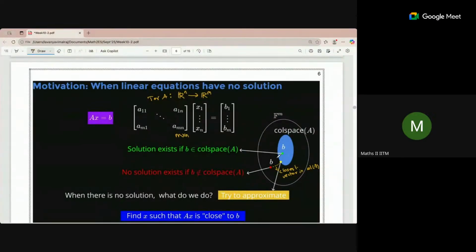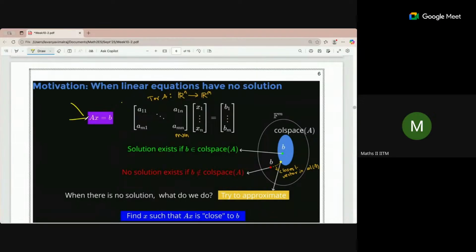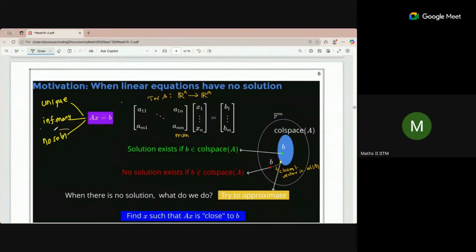So why do we first of all look at the least square solution? Consider a system of equations Ax is equal to b. What are the possible scenarios for Ax is equal to b? Either it has a unique solution, or we can have infinitely many solutions, or we can have no solution, right?